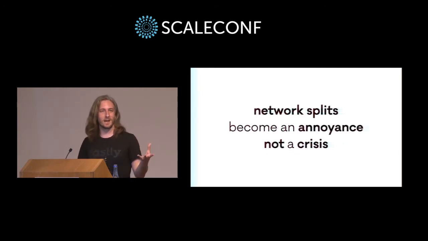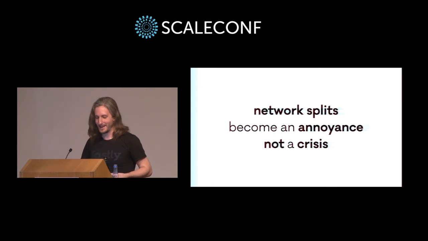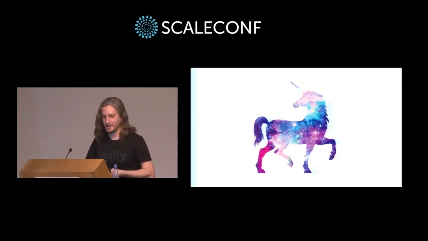Additionally, network splits become an annoyance, not a crisis. Net splits in a causally consistent edge compute system would cause reads to become stale for a period of time, but it would not cause inconsistency and it would not necessarily cause actual failures, which is pretty awesome. You also, ta-da, get offline operation automatically. Because what is offline operation if not just a really long network split? And you get magical space unicorns. I don't know, we have a long way to go until we get here.